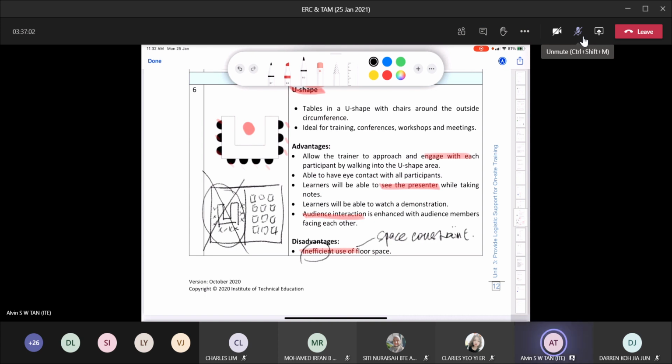You may not be able to use this one. Clear?